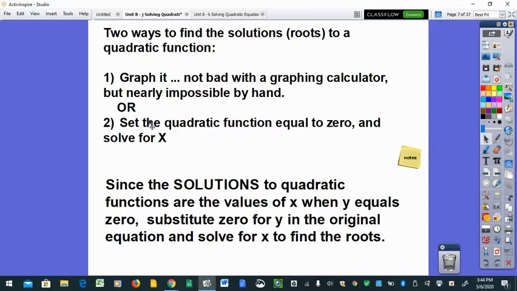So instead, what we're going to do is take our quadratic function, take the y out, and substitute 0, because remember that the equation of the x-axis is y equals 0. So we're going to replace the y with a 0 and solve it for x. Since the solutions to a quadratic function are the values of x when y equals 0, we're going to simply substitute 0 in for y in the original equation, and solve for x to find the roots, oh, by the way, solutions.